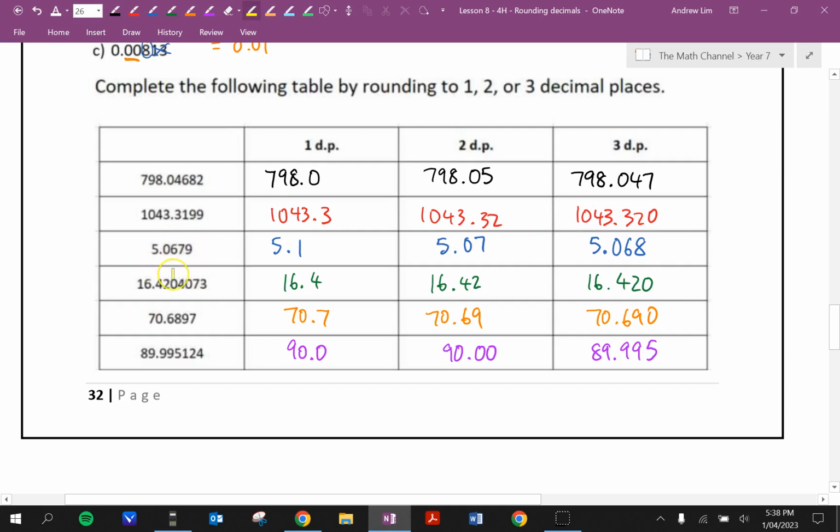Question C, we've got 5.0679. 1 decimal place, so we look at the 2nd number. Rounds 0 up to 1, so 5.1. 2 decimal places, look at the 3rd number. That 7 tells us the 06 rounds up to 07. 3 decimal places, look at the 4th number. That 9 tells us the 067 rounds up to 068. Okay, 67 goes to 68.